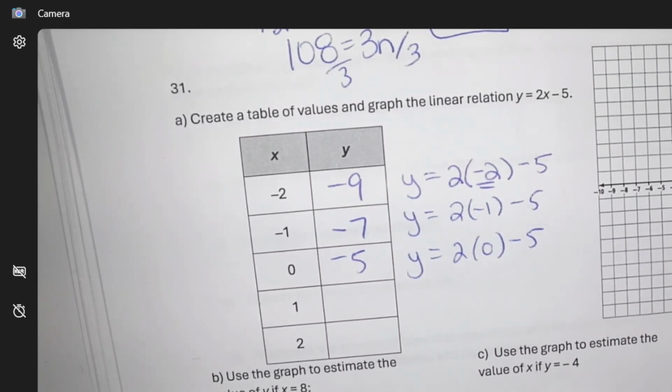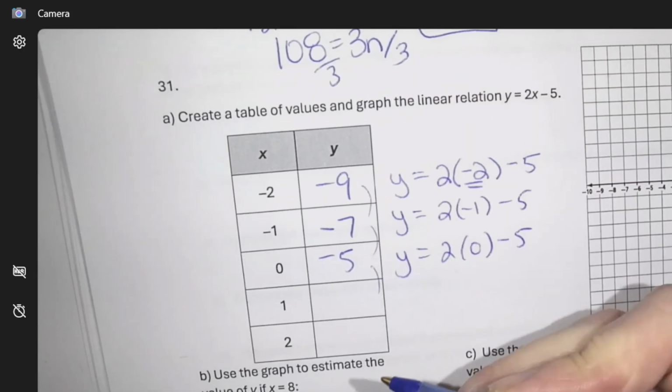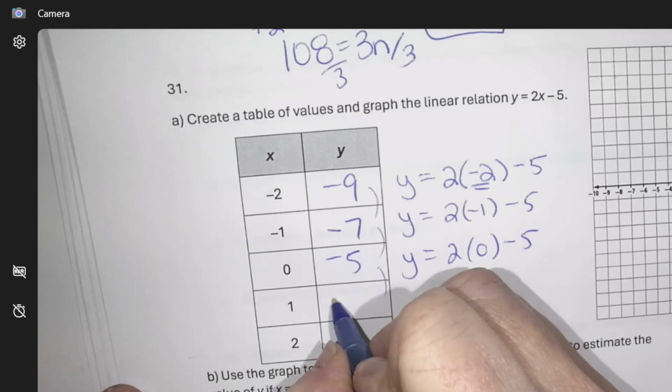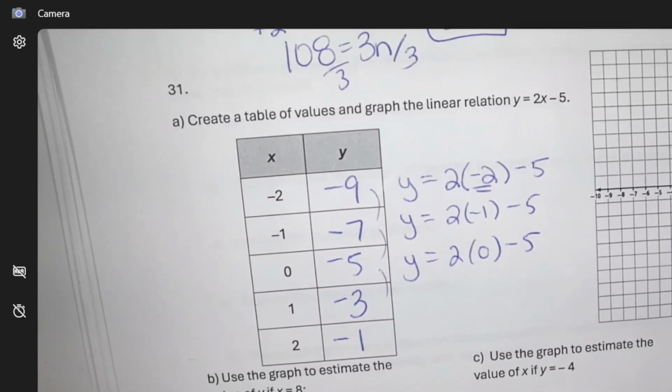Okay, this is linear. Do you see a pattern happening? It goes up by 2. It's going up by 2, so this would be negative 3. Up 2, up 2. Why is it going up by 2, up by 2, up by 2?